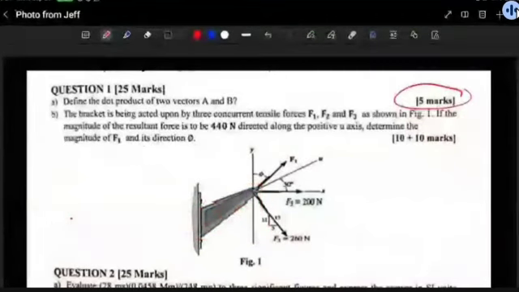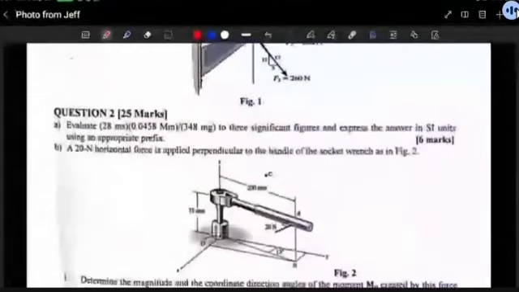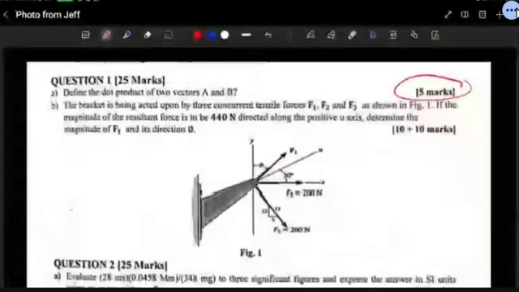However, my interest here is on part B and how to do it. Then we'll see if we can also do the same thing for C. In B, what are they saying? The bracket is being acted upon by three concurrent tensile forces, F1, F2, and F3 as shown. If the magnitude of the resultant force is to be 40 newtons directed along the positive u-axis, determine the magnitude of F1 and its direction phi.